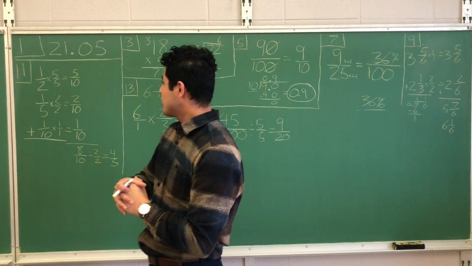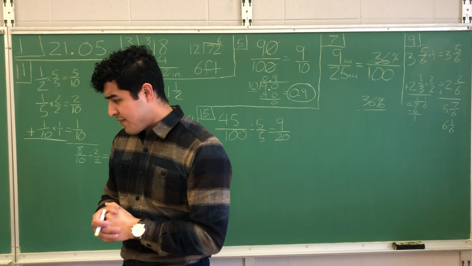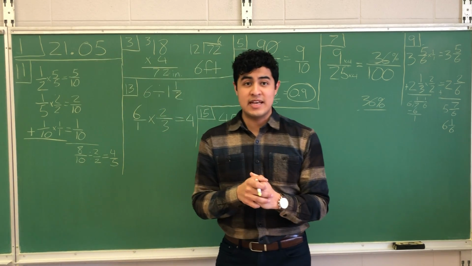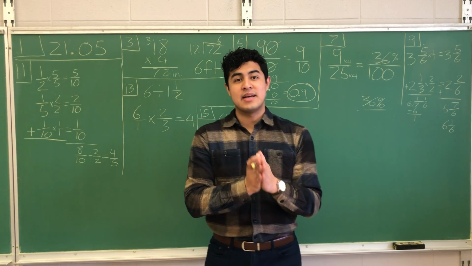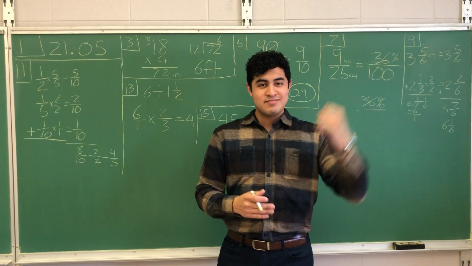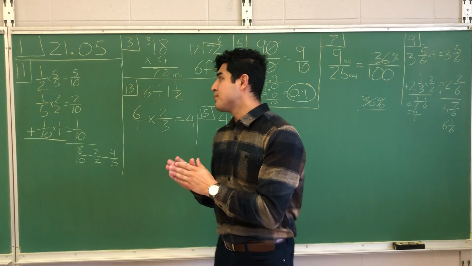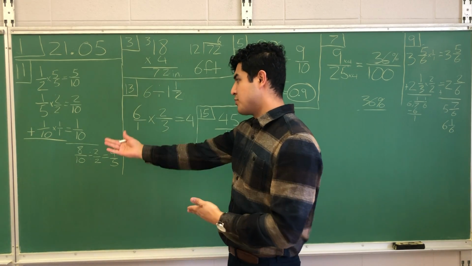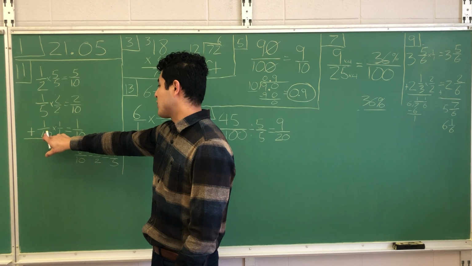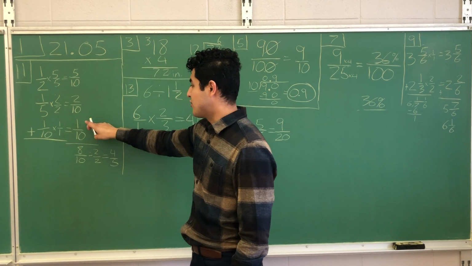All right, number 11, okay? We have 1/2 plus 1/5 plus 1/10. These three fractions are in an addition problem. That means all three of these need to have a common denominator, okay? So we need to find the common denominator between 2, 5, and 10. But it's already presented to us, number 10, okay? So we simply transfer over, or we can multiply by 1/1, which gives us 1/10.